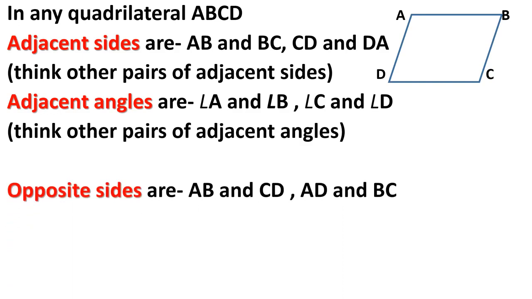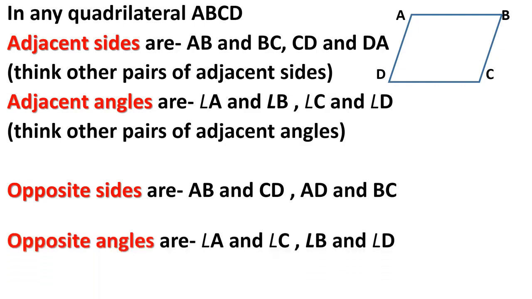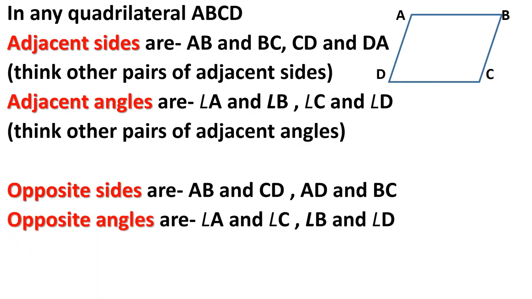Now see opposite sides. Opposite sides are those in which no vertex is common. That is the opposite side. Okay, so AB and CD, these are the opposite sides, and AD and BC, these are the opposite sides. Okay, opposite angles are those in which no side is common. Angle A and angle C, these are one pair of opposite angles. Angle B and angle D, this is another pair of opposite angles.